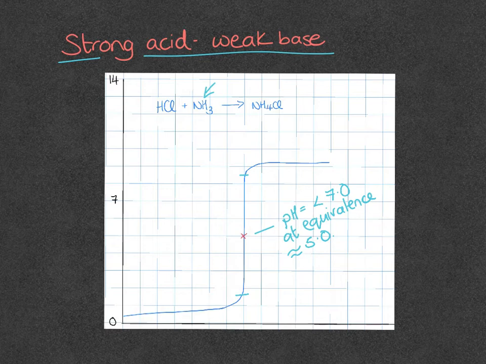If you were to see this drawn the other way around, so you were adding the acid to the alkali, it's worth looking at this initially, because what you'd actually end up with is a very small fall at the start. So it would have the same shape and everything. It's just that if you add acid to a weak base, you essentially set up a buffer solution.